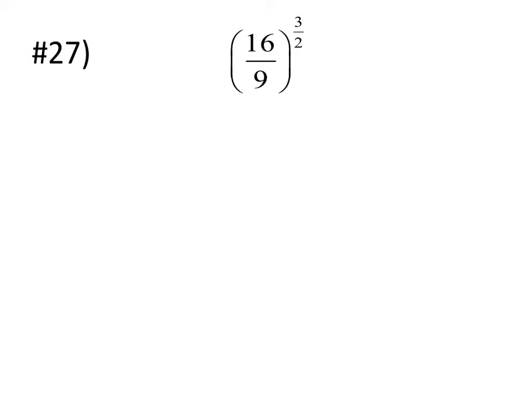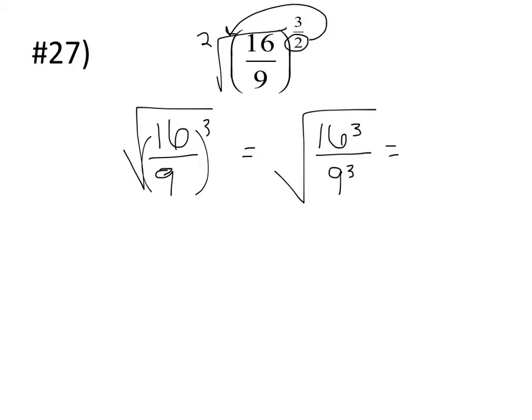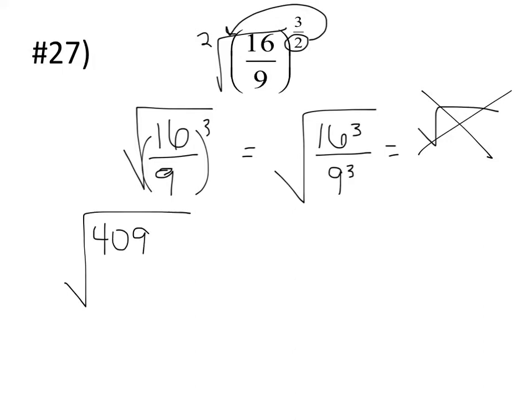Okay? So we have 16 over 9 to the 3/2 power. So I'm going to swing this around. It's going to become the square root of 16 over 9 cubed. Okay? That's the same as the square root of 16 cubed over 9 cubed. Okay? 16 cubed, we know, is 4,096, and 9 cubed is 729.